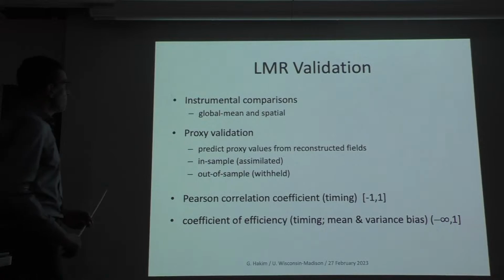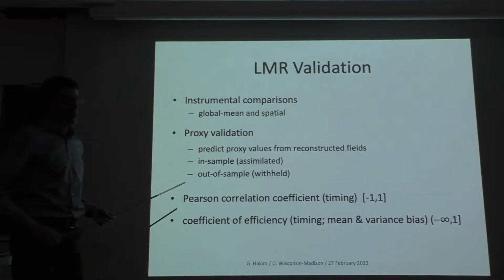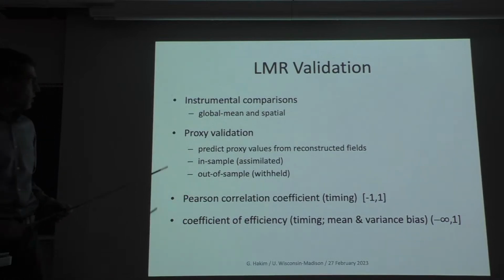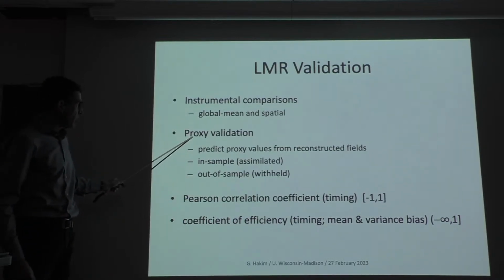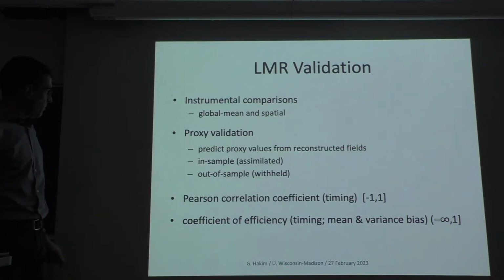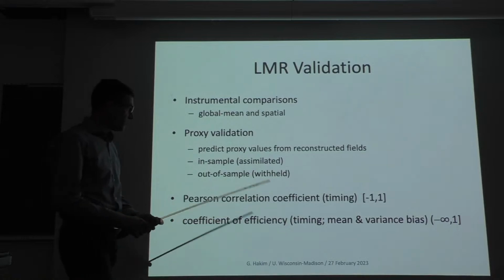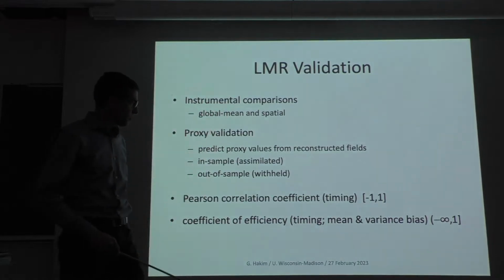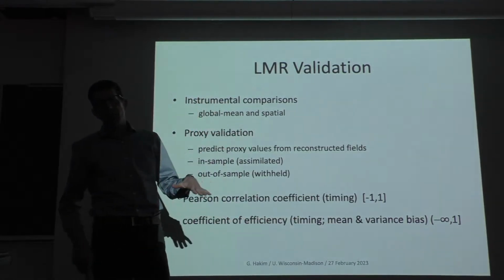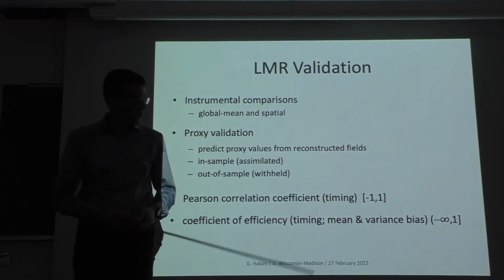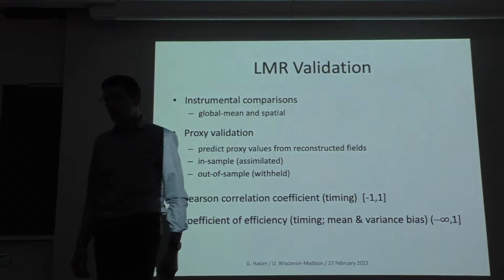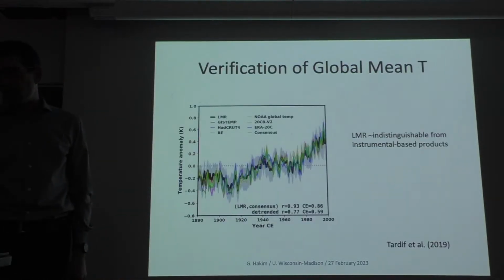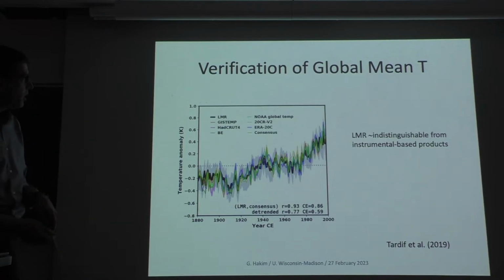So for the validation, I'm going to show you validation against instrumental products. As I mentioned, we're going to have validation on the proxies themselves, both in and out of sample. And I'll show you two measures of goodness of fit: a traditional correlation coefficient and something called the coefficient of efficiency, which not only gets at timing of signals, but also errors and bias in the mean and the variance, and that's actually unbounded below. So it's a much more sensitive measure of skill. Okay, so on to the results.